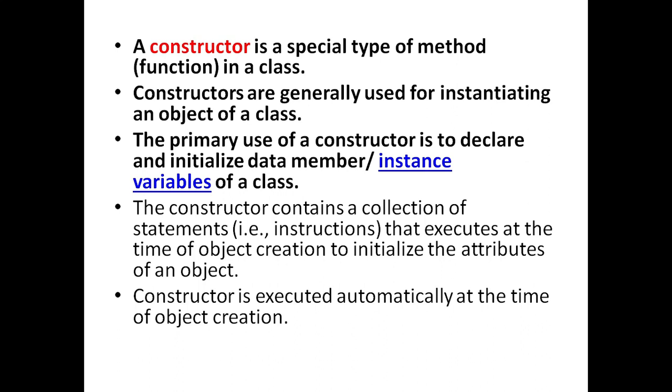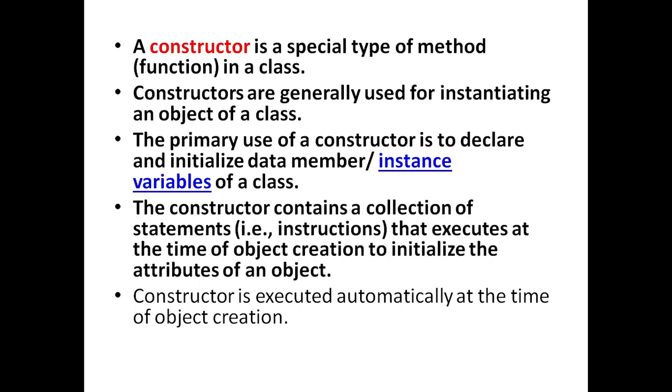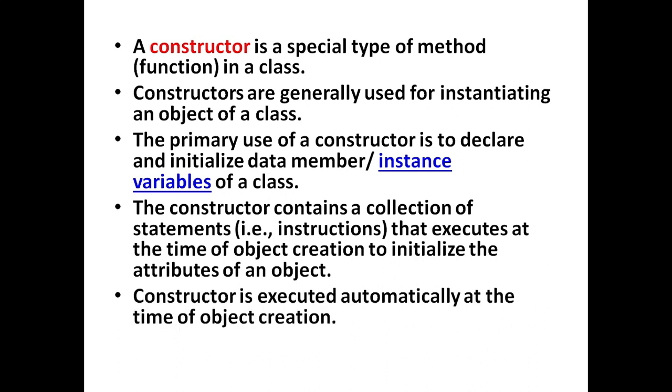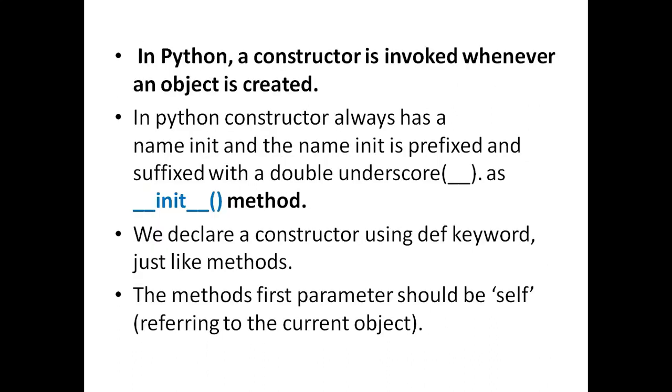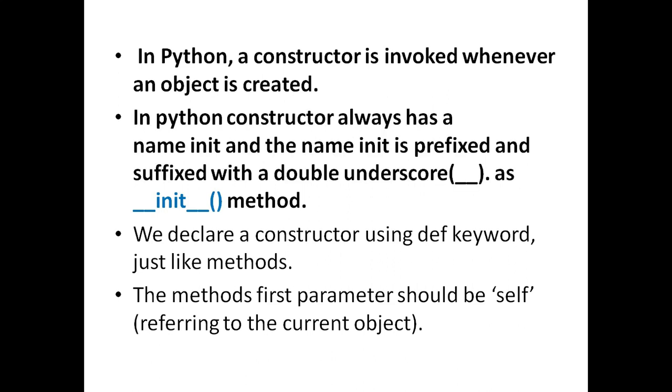The constructor contains a collection of statements, that is instructions, that execute at the time of object creation to initialize the attributes of an object. Constructor is executed automatically at the time of object creation. In Python, constructor is invoked whenever an object is created. A constructor always has the name __init__, and the name init is prefixed and suffixed with a double underscore.